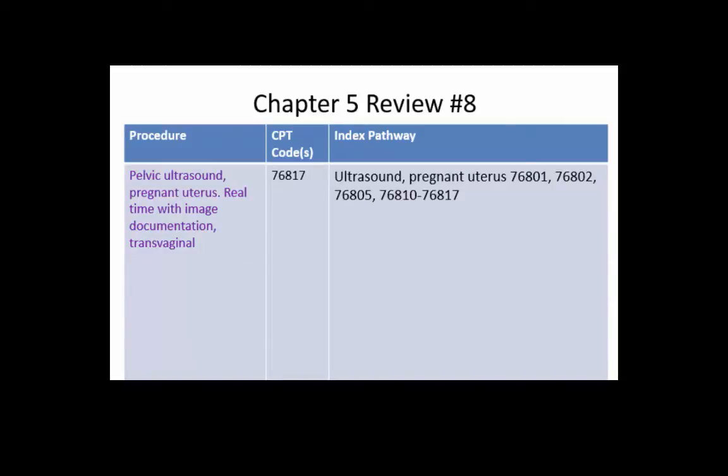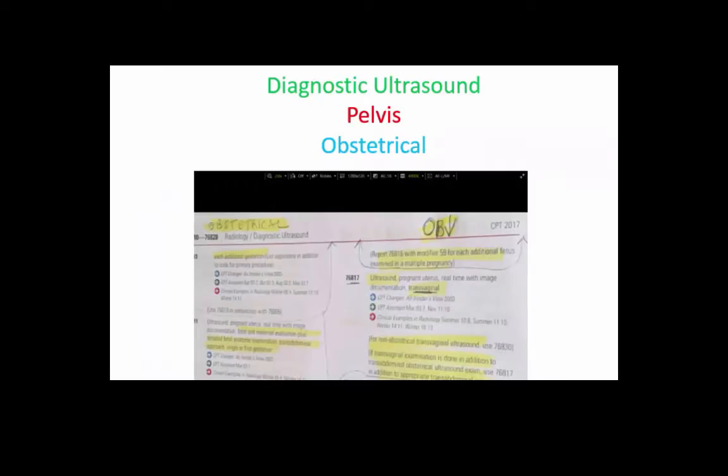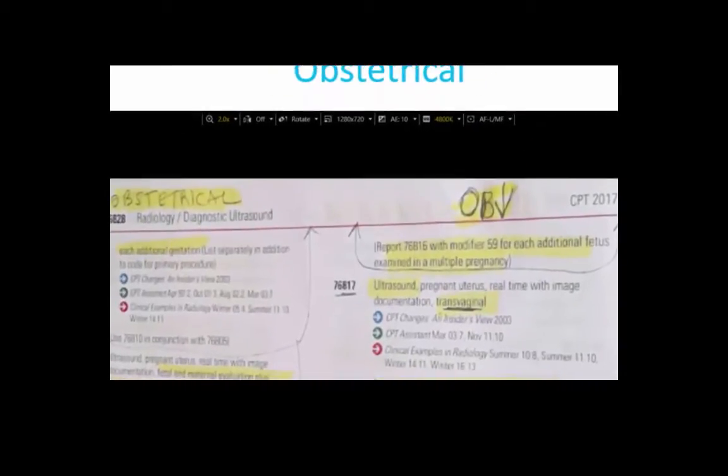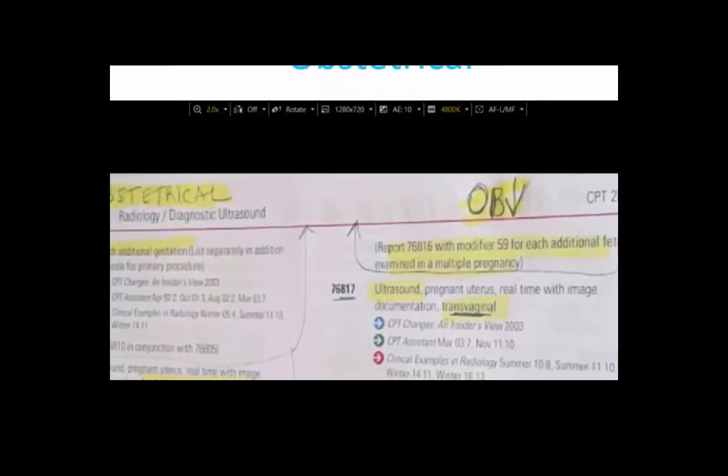And when we look up all of this range of codes from the index, we do find the one that says transvaginal. Let me blow this up. 76817, transvaginal is part of the code description. You notice that both columns at the top I have written OB or obstetrical because both columns in this particular page of the CPT book are the ultrasound of the pregnant uterus.